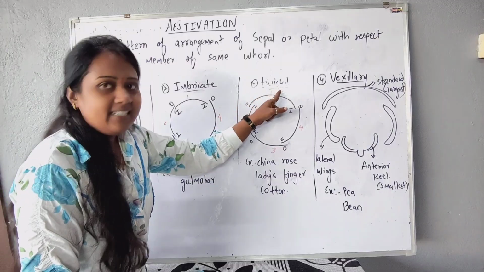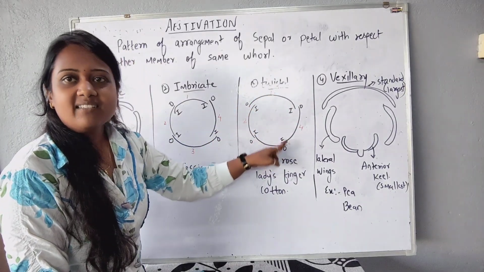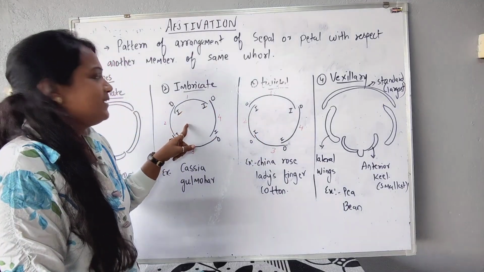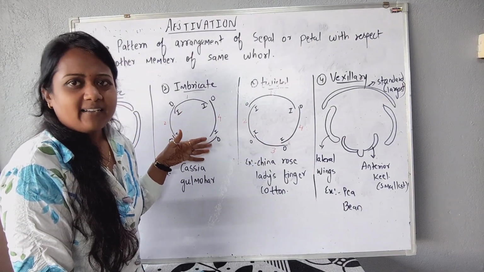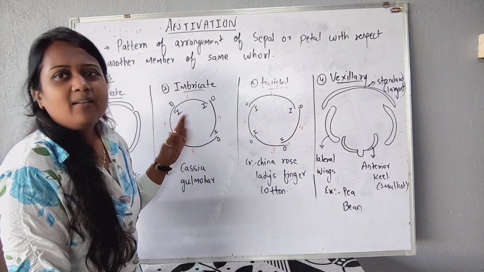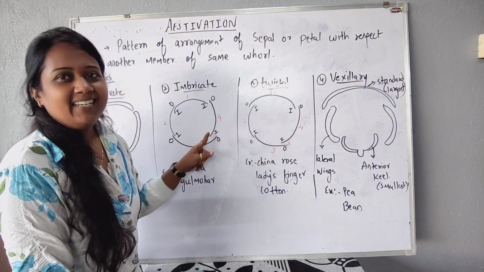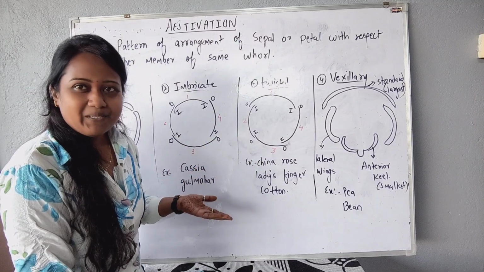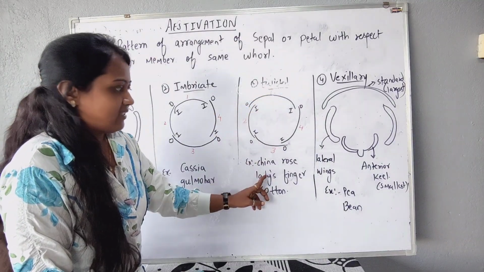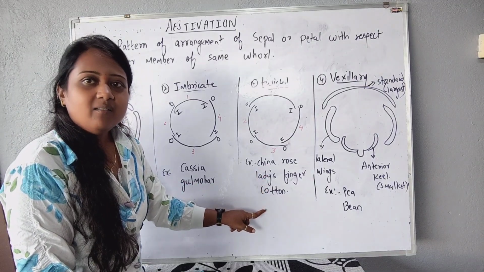Note that in twisted, in a fixed pattern or in a fixed direction, the margins are overlapping, and in the imbricate, there is no fixed pattern. Sometimes completely inner, completely outer, or randomly they are overlapped. This is the difference between twisted and imbricate. Now you got it, it's very simple. Example of twisted: China rose, lady's finger and cotton.